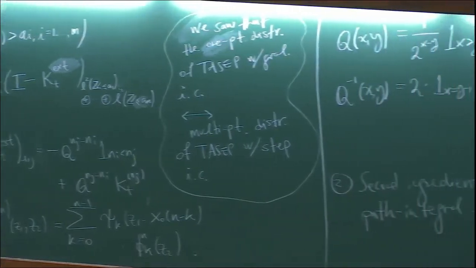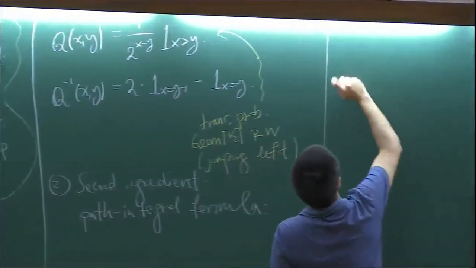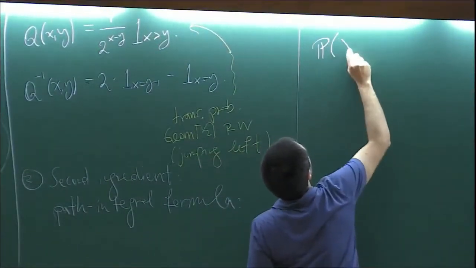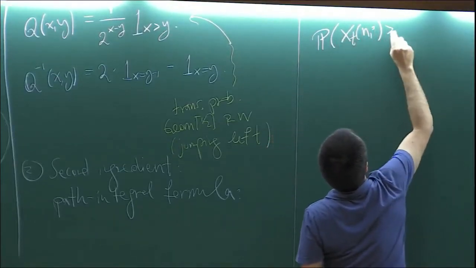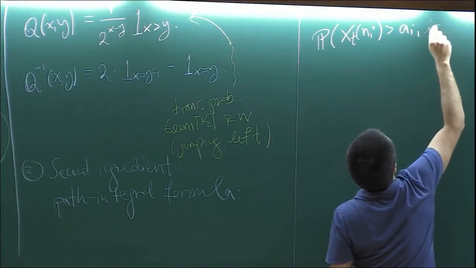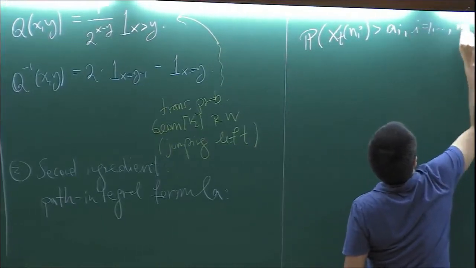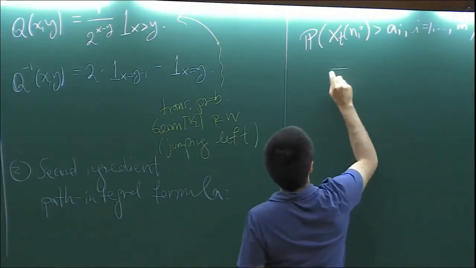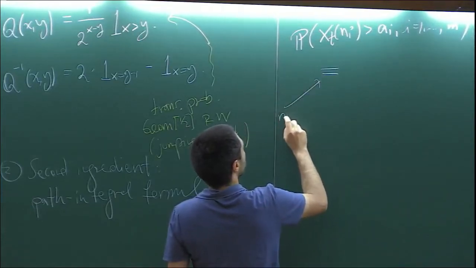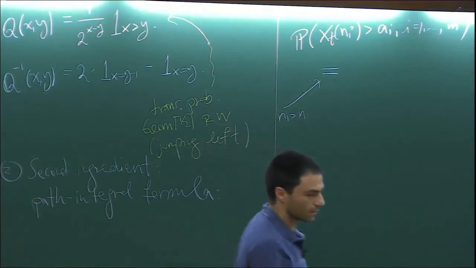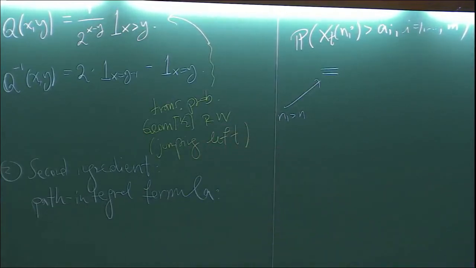It says that the same probability that x_{n_i}(t) is larger than a_i, i equals 1 to m, equals, and here I'm assuming that n_1 is larger than, I guess the other way around. There's a flipping here.